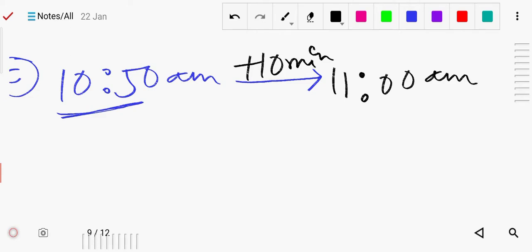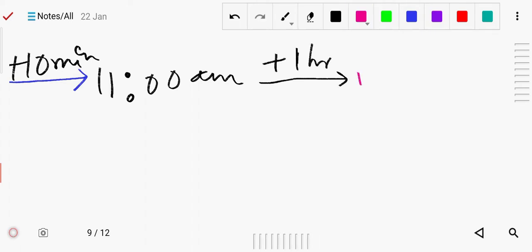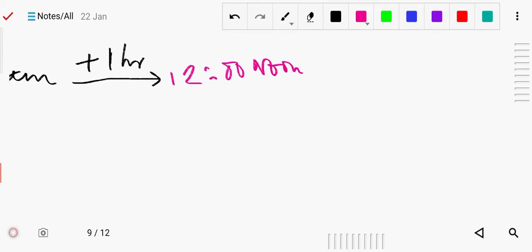Now we have to reach the next rounded number. The next rounded number means we will reach 12 o'clock. So if you add 1 hour here, it means now you will reach 12 o'clock. This is 12 noon. Now after 12 noon, I have to go further to 12:05.